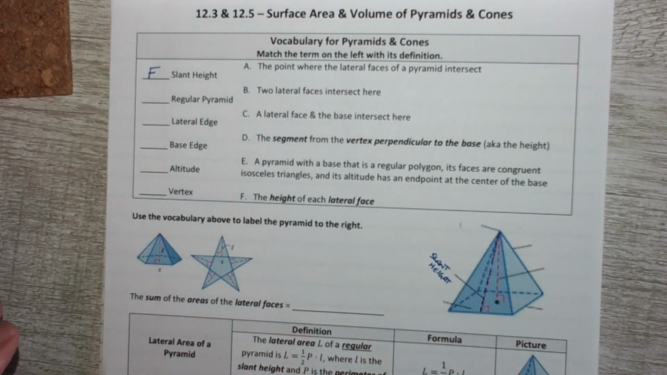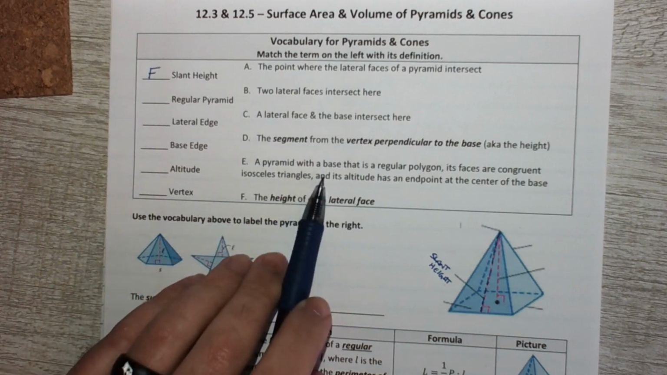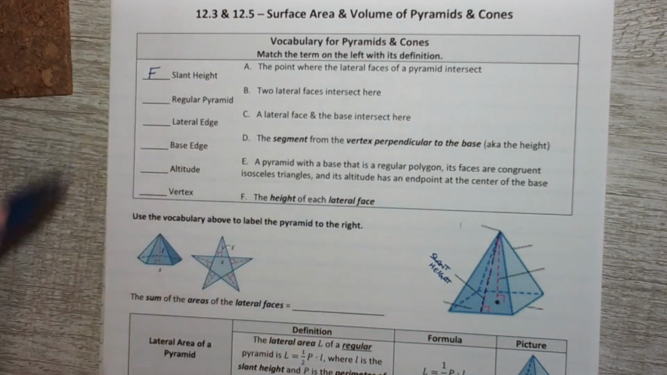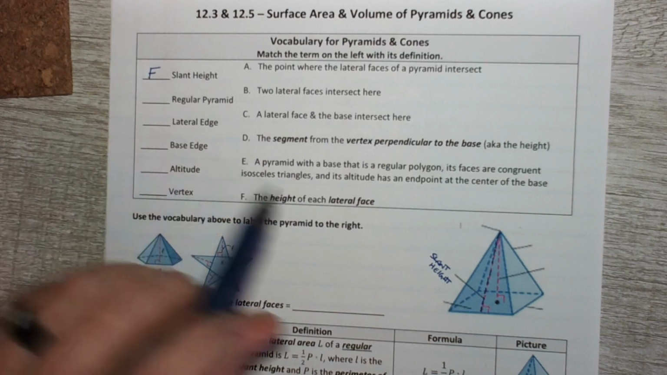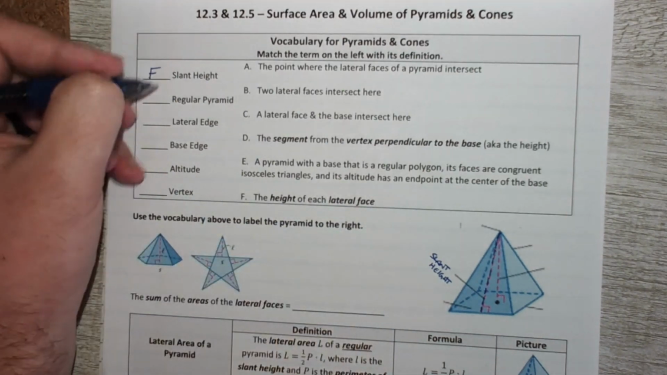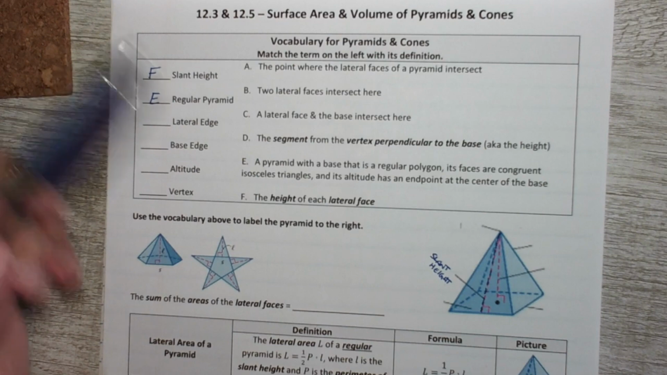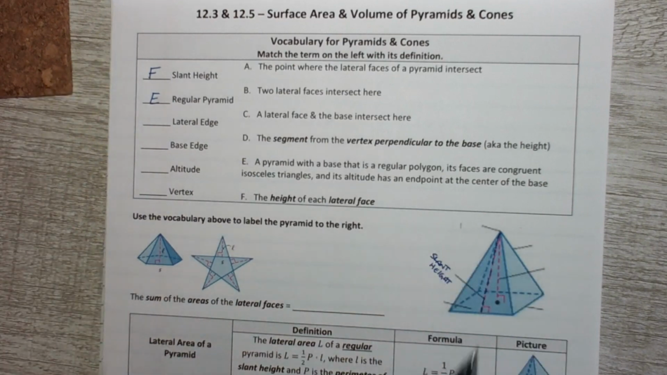And when we talk about these pyramids, we're going to generally talk about regular pyramids most of the time. A regular pyramid is a pyramid with a base that is a regular polygon, meaning all of the sides of that base are going to be congruent, and its faces are congruent isosceles triangles. Okay, so that's typically what we are going to deal with in this. So we're going to call this a regular pyramid. We're going to say that base is a square.